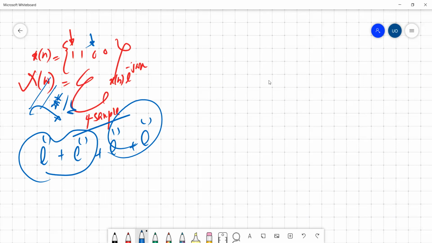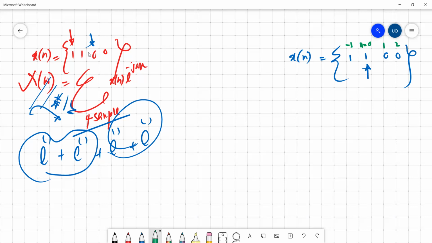For this case, it depends on what I highlighted here. If xn is like 1, 1, 0, 0, then this is n equals 0, this is 1, this is 2, this is -1.